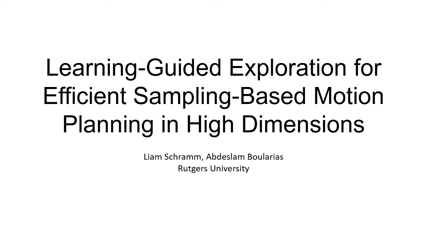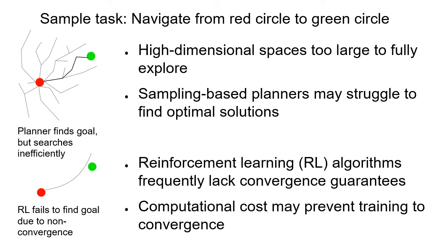We present Learning Guided Exploration for efficient sampling-based motion planning in high dimensions. Sampling-based motion planning is used in a variety of robotics applications. However, these planners may struggle to find optimal solutions in high-dimensional spaces due to the size of the search space.